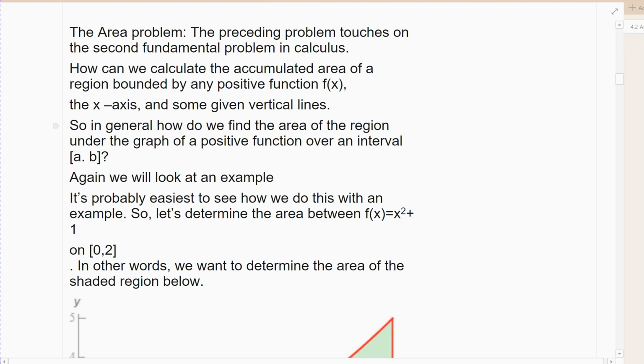So in general, since I can't find it with a geometric formula, we break it down into one we can solve. Break it down into a formula we can find. And so what's the easiest geometric formula? Well, the easiest geometric formula is the rectangle, right? And so that's what we do. We take our total region and break it down.